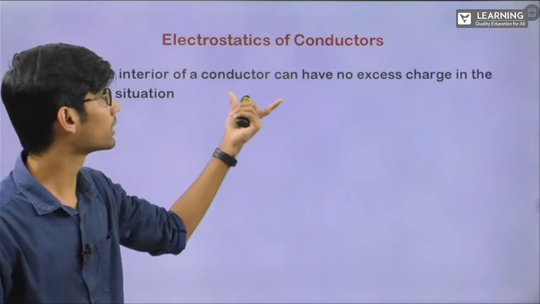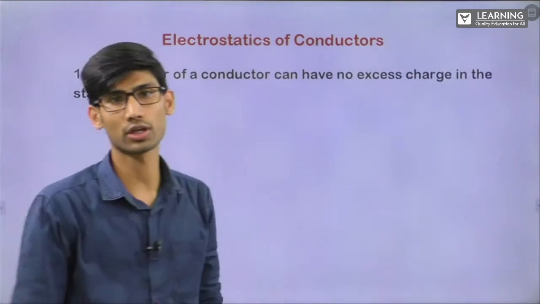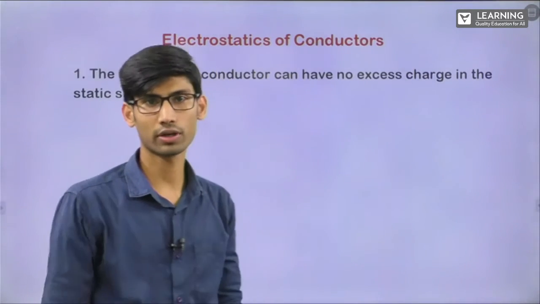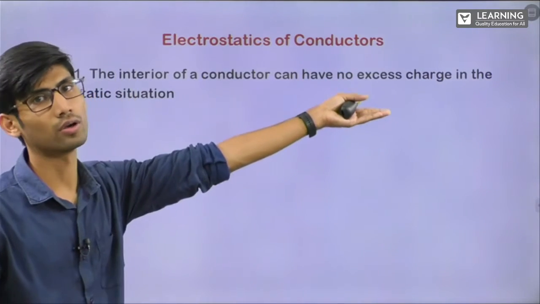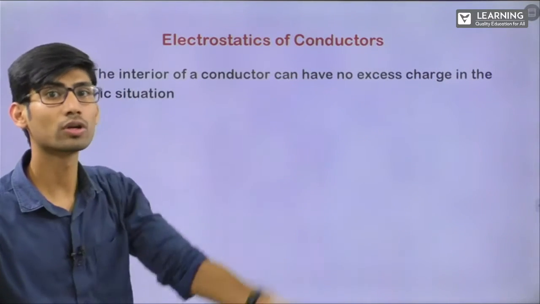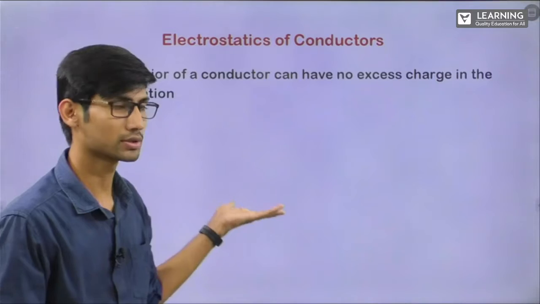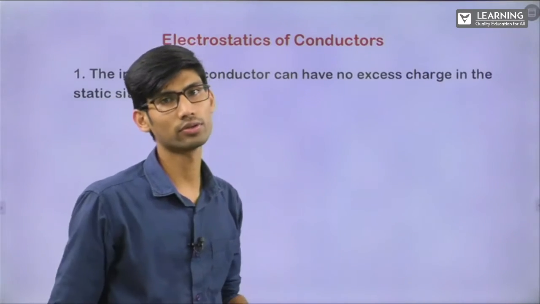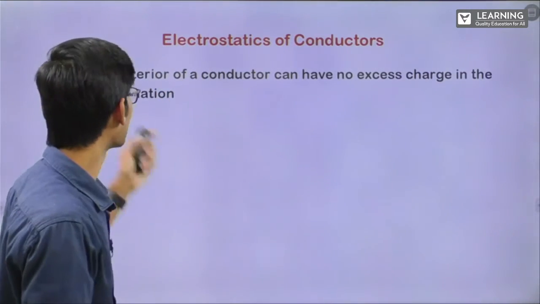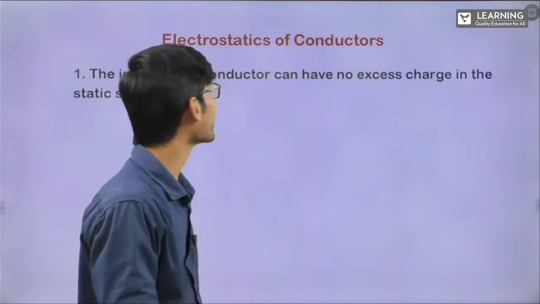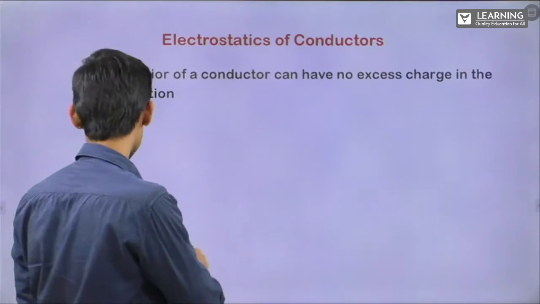A conductor is something which holds a lot of charge. It is an ocean of electrons, right? It holds a lot of charge. Capacitor plates also hold a lot of charge. So once you know this, it will be easier for you to understand that. Now, the interior of a conductor can have no excess charge in static situation.